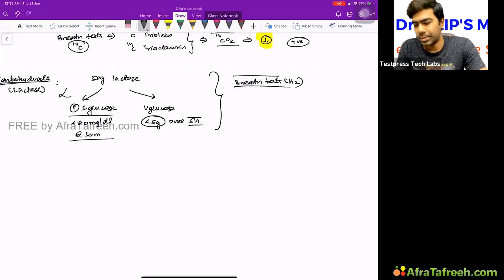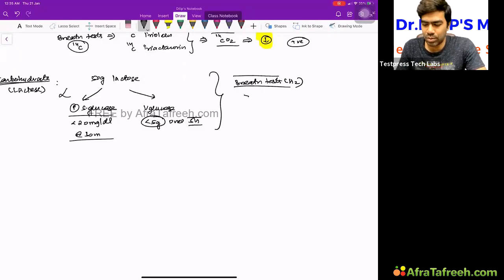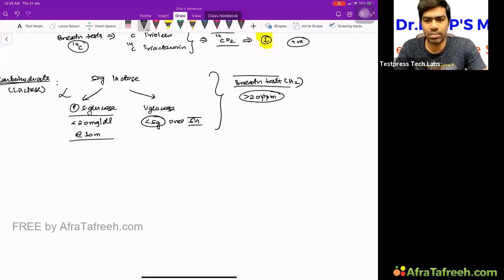Whenever you don't absorb lactose, you will start fermenting the lactose in the intestine, and that fermentation will produce more hydrogen. That hydrogen will be absorbed and excreted in the lungs. That is called breath H2. If the breath H2 is more than 20 ppm, it is diagnostic of lactose malabsorption. So the concept is very simple. If you don't absorb lactose, it will be fermented in the intestine. The fermentation will produce more hydrogen, that hydrogen will be absorbed and eliminated in the lungs. So if your breath hydrogen is more than 20 parts per million, that is a positive test for lactose malabsorption.